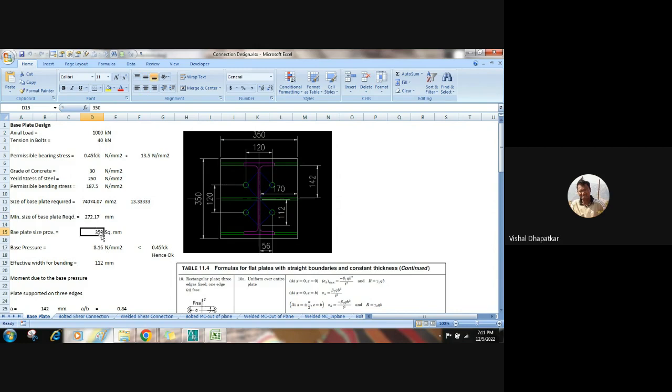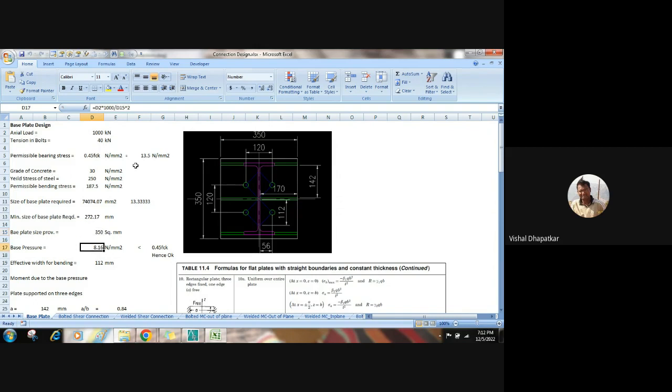So now we have to calculate the actual pressure coming below the base plate. Earlier it was 13.5 Newton per mm square or 13.33 Newton per mm square. Now since we have provided the larger base plate, our actual pressure will get reduced, and that pressure is 8.16 Newton per mm square. How have we arrived at this pressure? We have just divided 1000 kilonewton by 350 by 350. So we have just worked out the stress or pressure acting from the bottom.